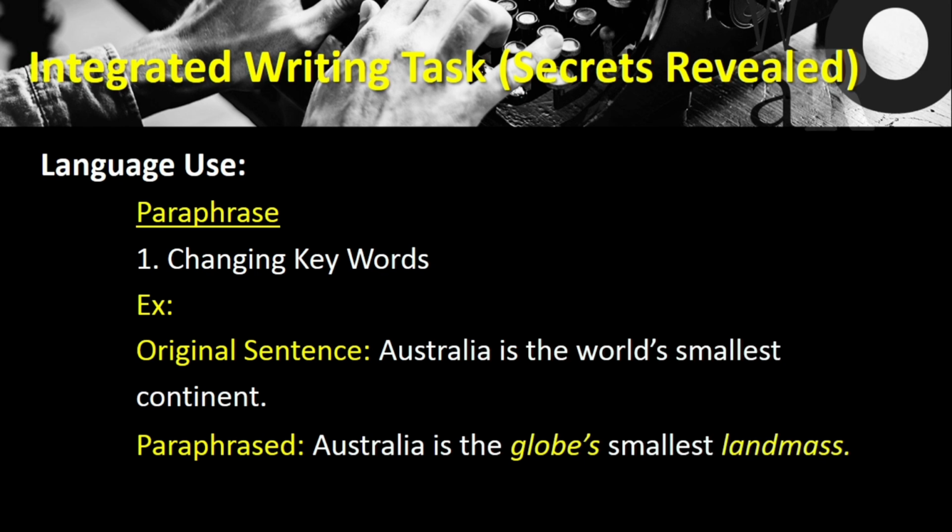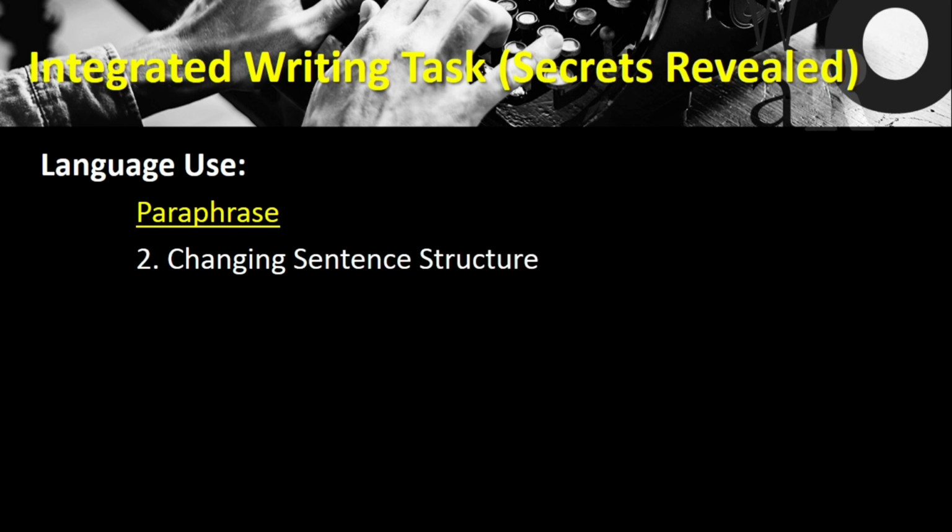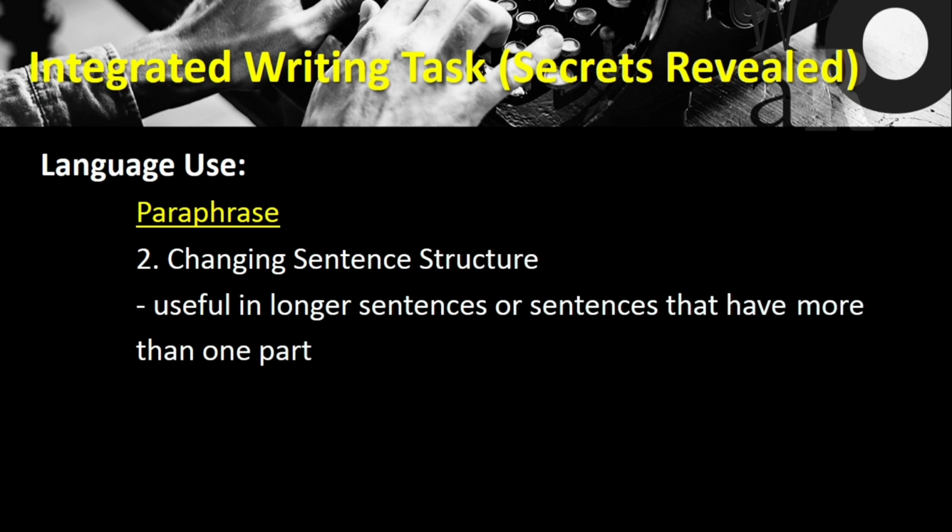The second paraphrasing style is changing sentence structure. Now we somewhat already have an idea of this, since it was mentioned earlier in the video when we discussed sentence style. But then again, let us talk about it in more detail. Changing sentence structure is especially useful in longer sentences or sentences that have more than one part.